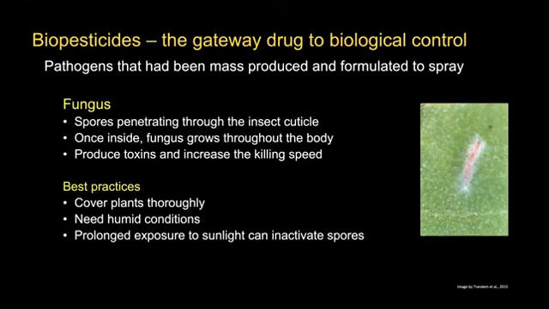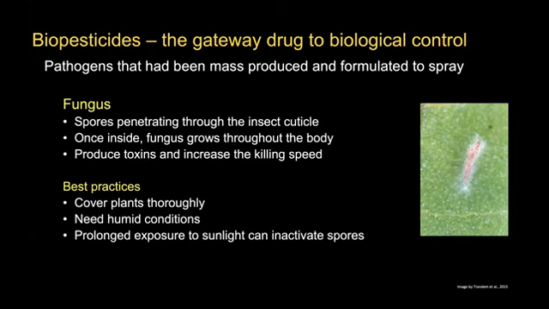Biopesticides, we can also call them the gateway drug to biological control. They are basically pathogens which are mass produced and formulated in a way that we can use them just like chemical pesticides. They are based on fungus, bacteria, virus, nematodes, and we will go through each of them in next few slides.